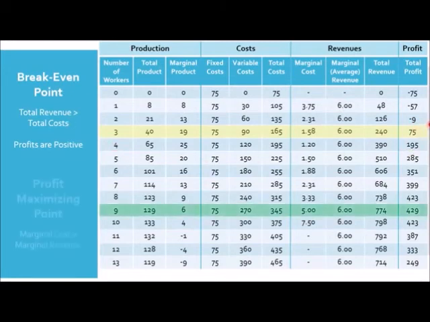Now we also have this point, which is our profit maximizing point, and this is wherever our marginal cost is equal to our marginal revenue, and that's wherever we will maximize our profit.